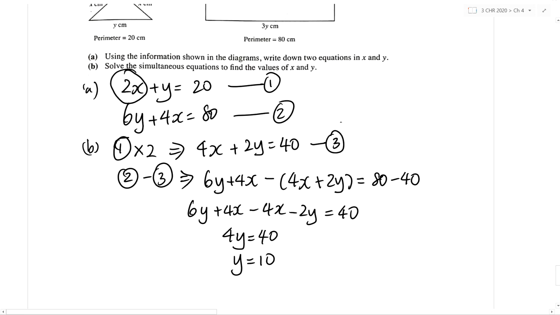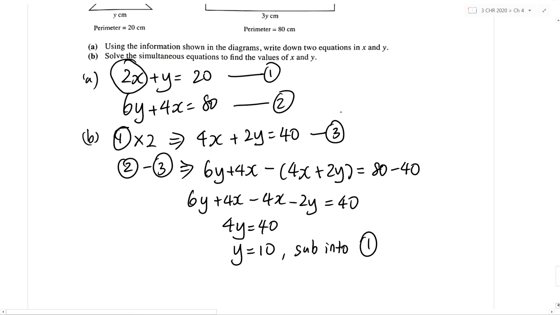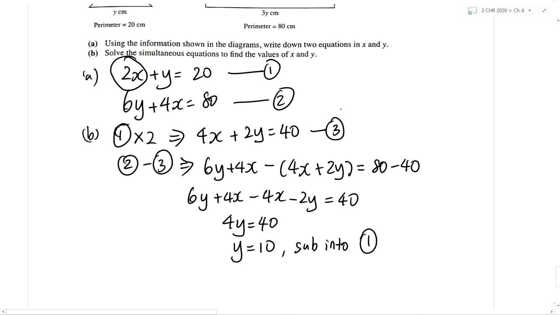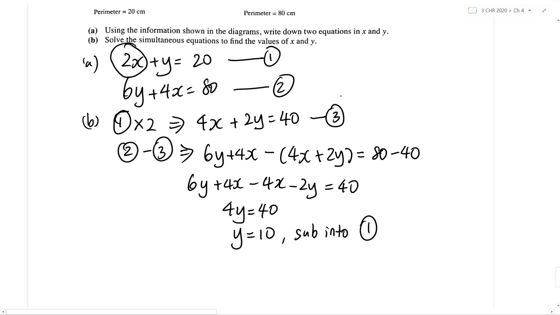Since y is equal to 10, I now have to substitute it back somewhere. Either equation 1, 2, or 3. They will all work. What should we sub into? Sure, let's sub into 1. Sub into 1. So now, copy down the equation. 2x. I don't know what x is. I want to find out. 2x plus y. Now y is equal to 10. This is equal to 20.